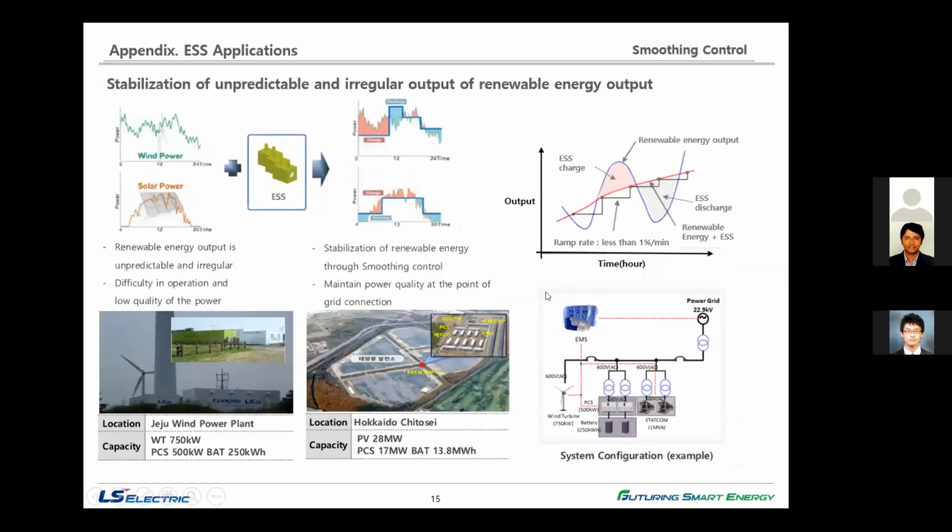So the next application is stabilization of the predictable, irregular output of renewable energy. Basically, all the wind and PV generation have pretty much fluctuation. So by using an energy storage system, you can have ramp rate control. This is a smoothing control. So after they apply the energy storage system, the PV power plant's ratio of the time plus ratio of the powers is multiplied with the conventional power station.